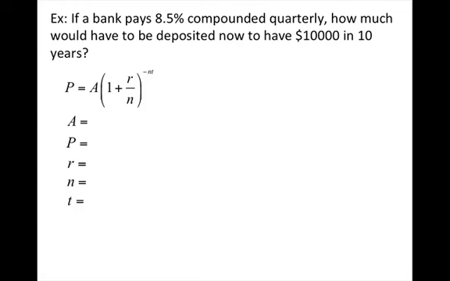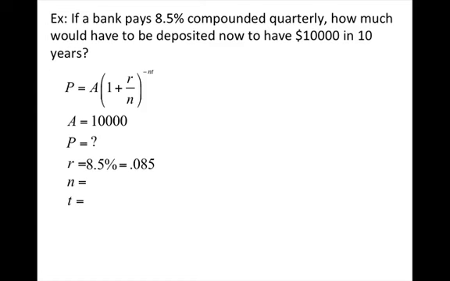So the A is my final amount. That's the $10,000 that I want to have. My P is the principal. That's what I'll need to invest, and that's what I'm being asked to find. R is my interest rate. That's 8.5%. If I divide that by 100, I get 0.085.